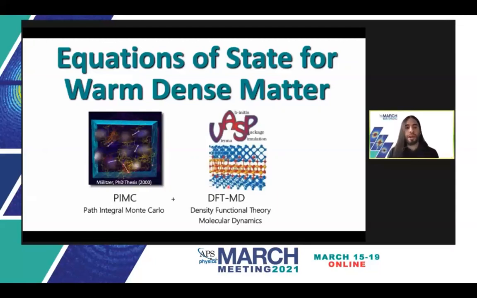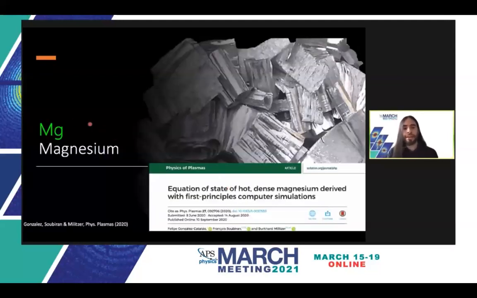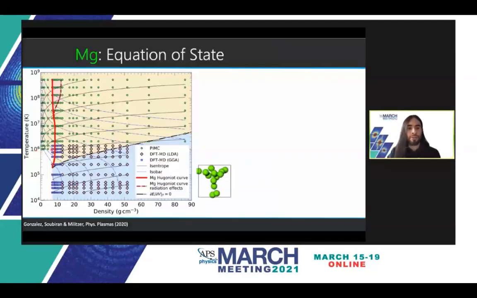And to show you an example, I will show you the case of magnesium, which is one of our latest publications. And the way in which it works is the following. We basically perform a number of simulations at constant temperature and constant density. And for each of those, we extract the average energy and pressure. For the highest temperatures, we use path integral Monte Carlo. And for the temperatures that are roughly below 1 million Kelvin, we use density functional theory.